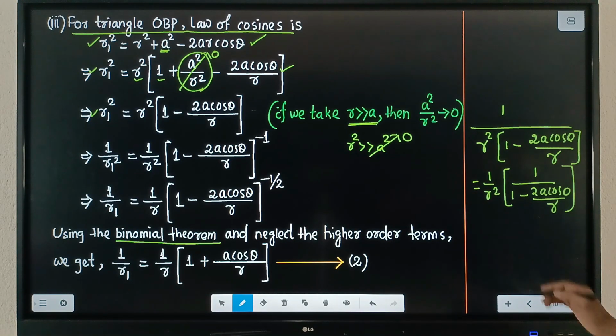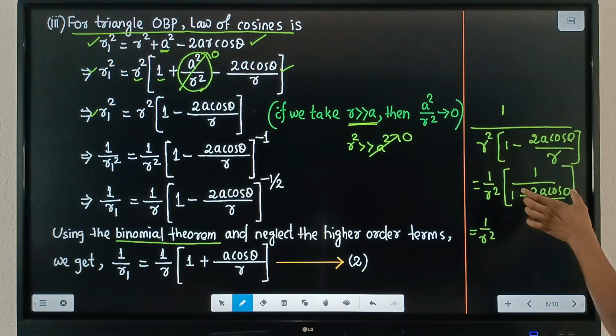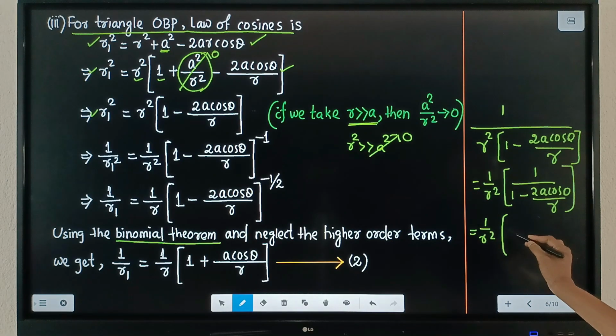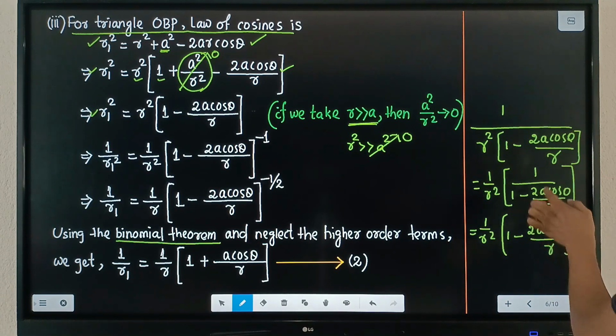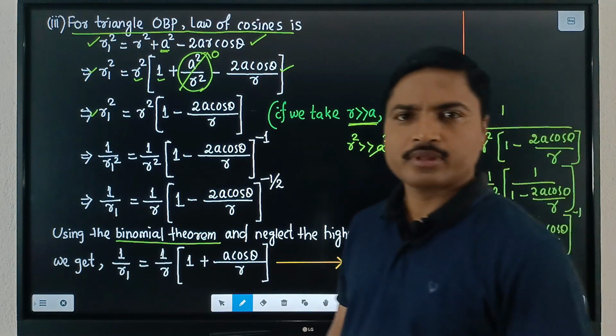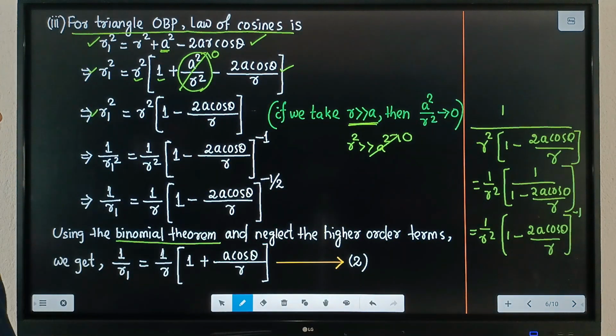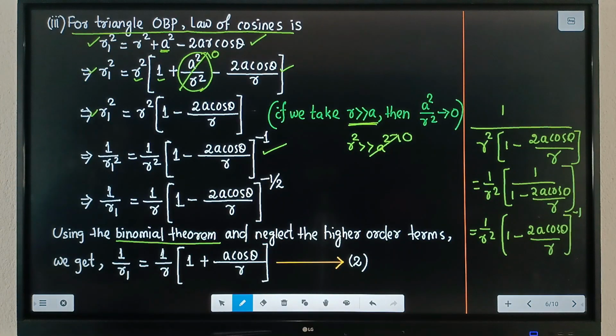That means we write 1 divided by r square. In place of this, we also write 1 minus twice a cos theta divided by r, to the power minus 1, because 1 divided by this one is equal to 1 minus twice a cos theta by r to the power minus 1, both are same. So look at the expression. In place of this, we write just like this. Clear?